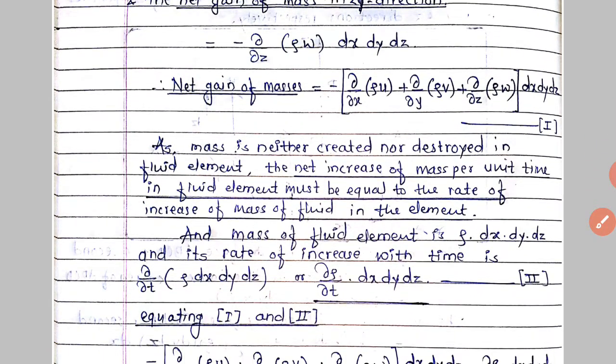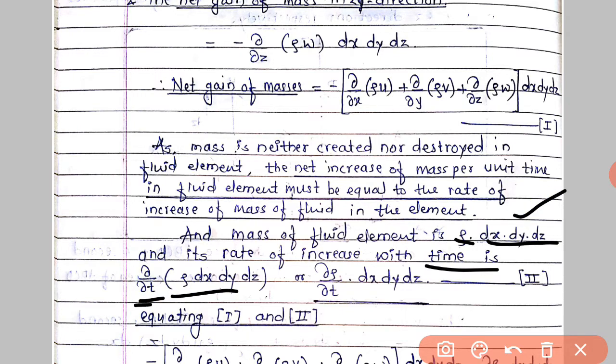and mass of fluid element is ρ dx dy dz, density into fluid element volume. Then rate of increase of mass with respect to time will be given by ∂/∂t of this equation. So this will be our final equation, ∂ρ/∂t into dx dy dz, for increase of mass in the fluid element. So this is equation number 2, and this is our equation number 1.